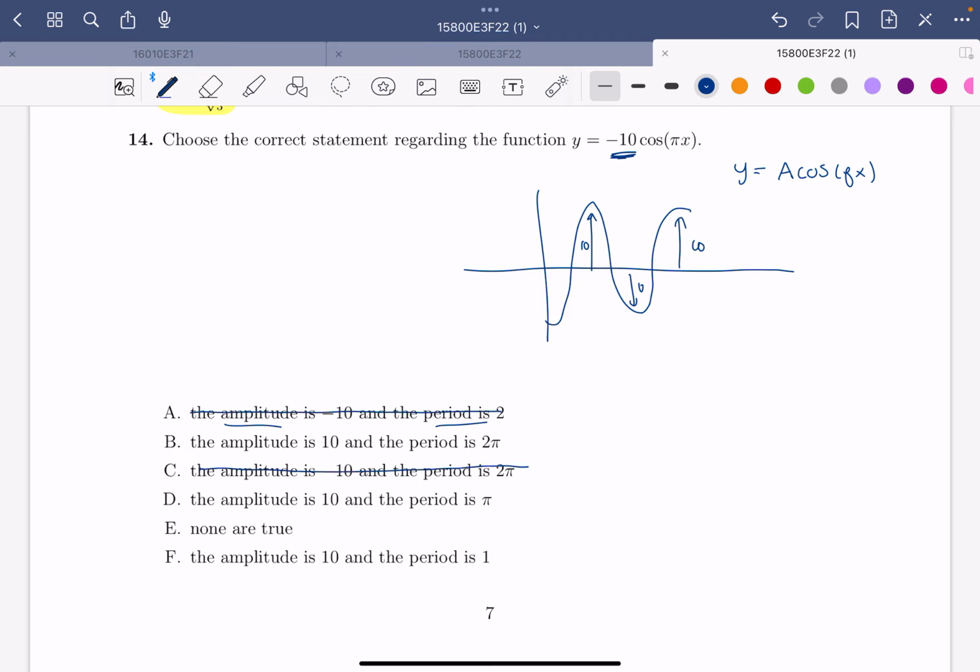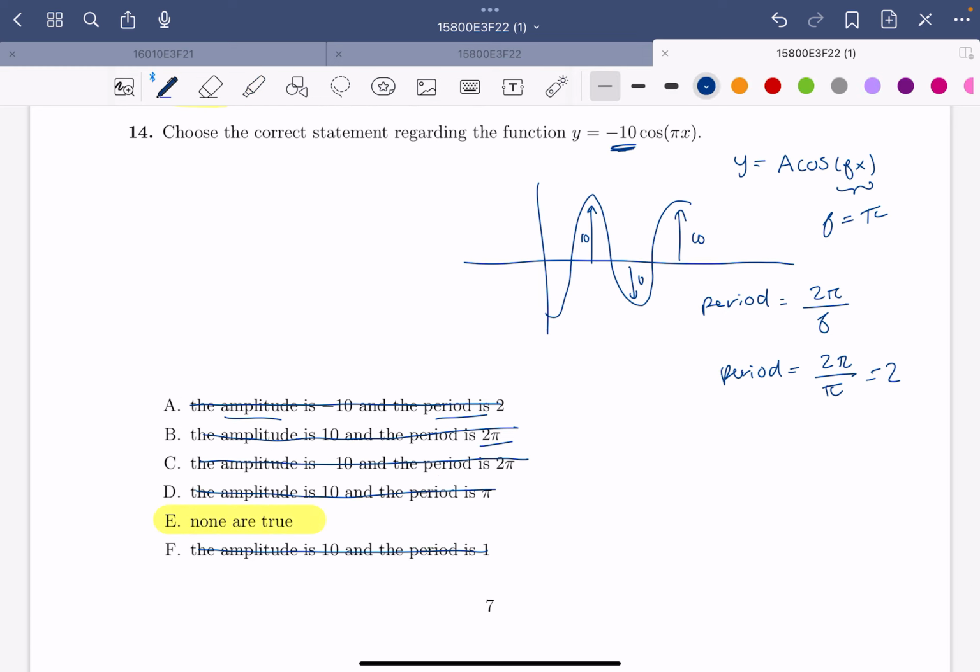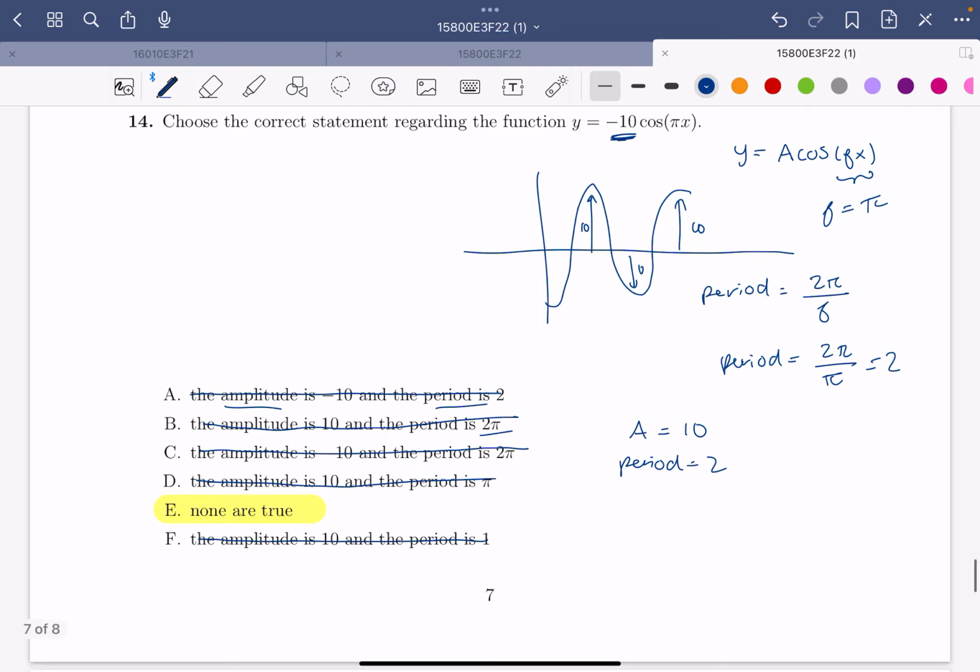Now, the next part is to find the period. The period equals 2 pi over the frequency. If we look at this form I wrote, we can see that the frequency equals pi. So the period equals 2 pi over pi, which equals 2. So it can't be B, D, or F, which means the answer is none of the above. So again, the amplitude equals 10 and the period equals 2.